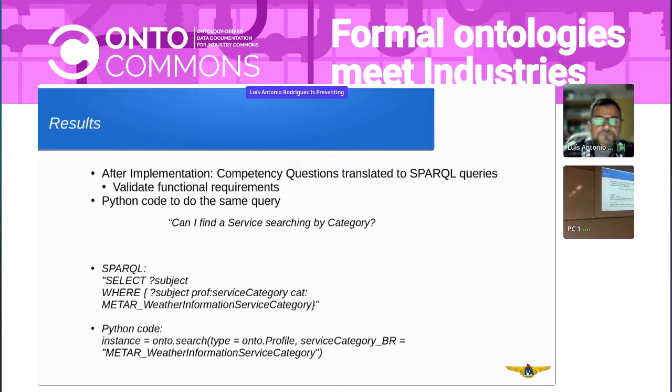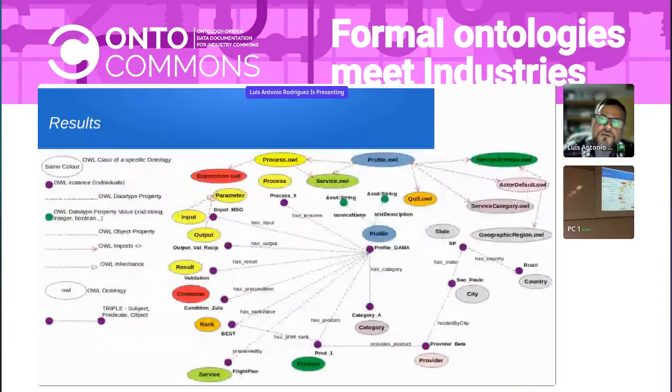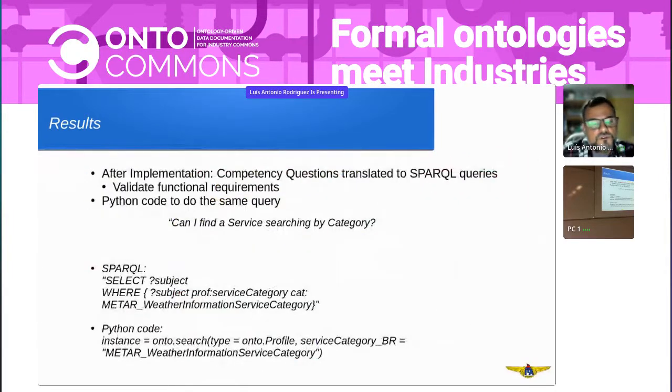If we consider the previous image, we can find a profile like this using this Sparkle query. And after that, we can find the service by executing another Sparkle query. A Python code to run this query is simpler than a Sparkle. It's a search method from Python from the OwlReady2 library.